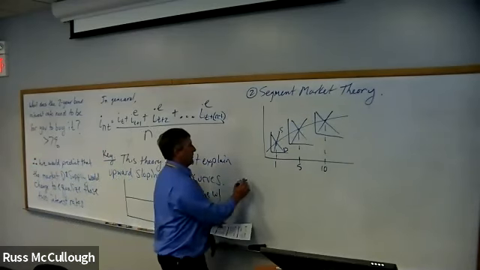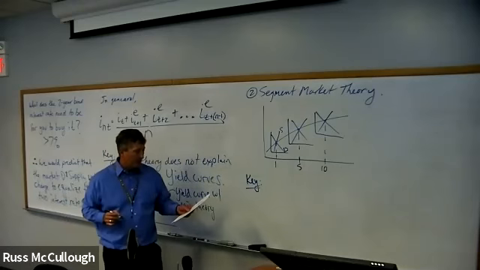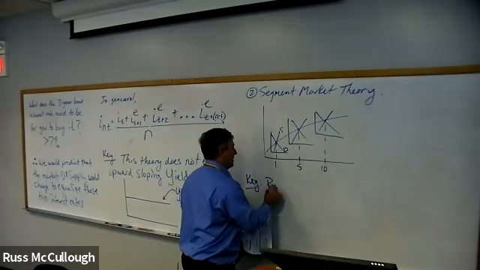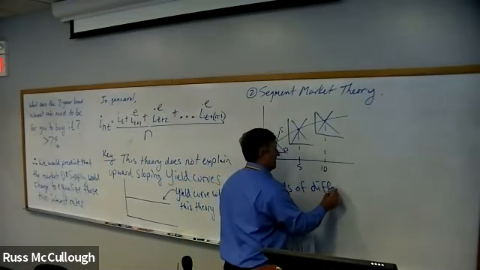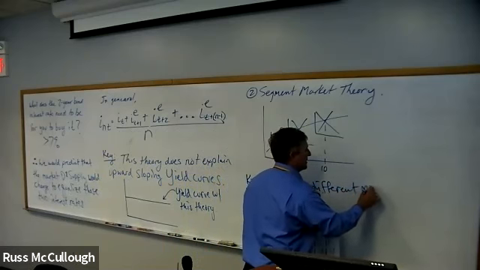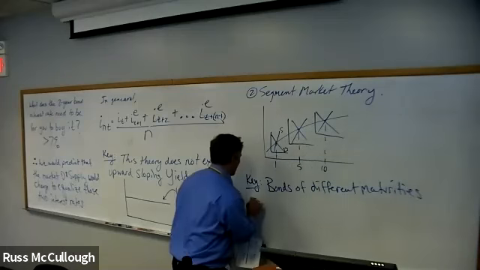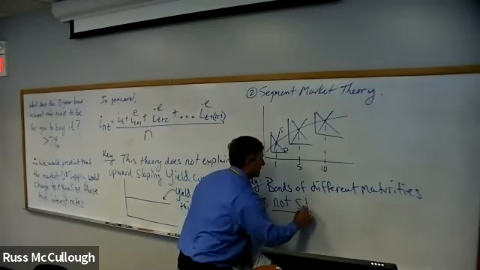So the key point from segmented market theory is that bonds of different maturities are not substitutes.